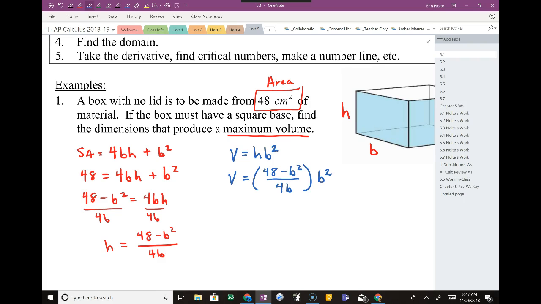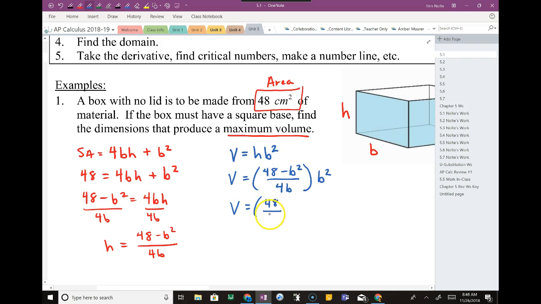Okay, so now I'm almost ready to derive, but I don't want to derive until this looks a little bit nicer. So let's go ahead and simplify this. How would I simplify that? We could distribute. Do you want to distribute the 4 or the b squared first? Or should we simplify the fraction first? I'll do this really slow since it's a Monday.